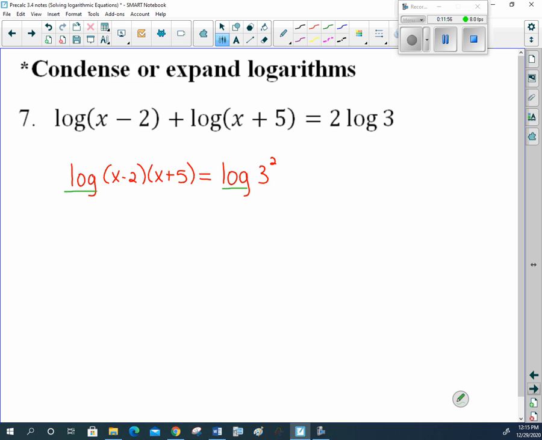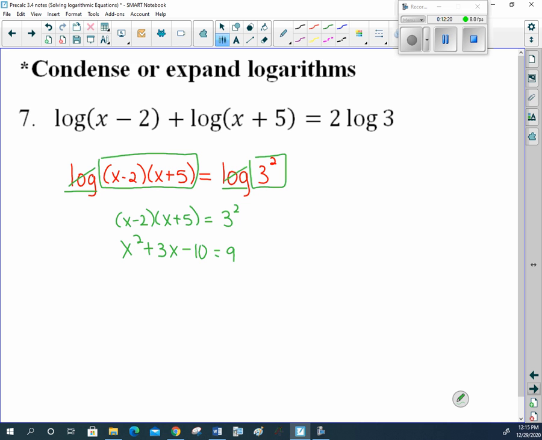Now, because I have the same logarithms, these are both base 10, all I have to do is compare the argument spots. Those two have to be the same, so I'm going to ignore the logarithms for a minute and figure out what we have here. x minus 2 times x plus 5 equals 3 squared. I'm going to multiply this out. x squared plus 5x minus 2x, so that's plus 3x, minus 10 equals 9. Since this is a higher degree, we're going to want to put it equal to 0. So x squared plus 3x minus 19 equals 0.